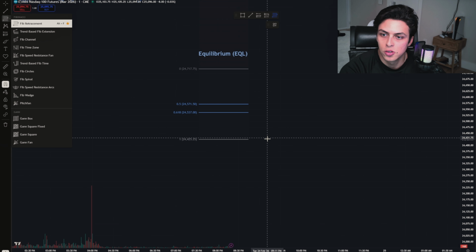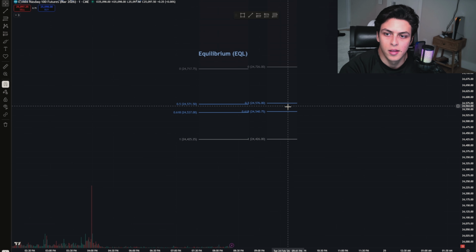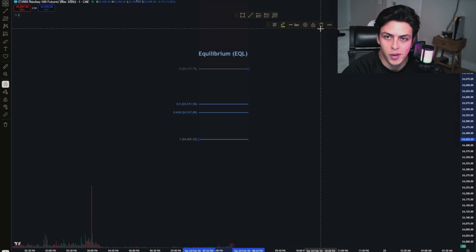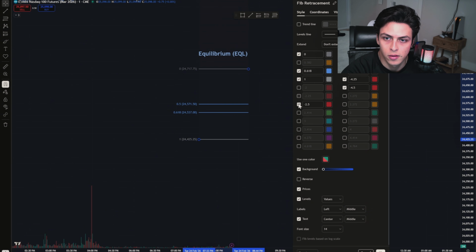So the first thing you want to do is mark out from a low to a high, right? And this is just me showing you how to look at your Fib tool. And I'm going to show you my settings real quick. So let's remove these for now. Only pay attention to the ones that are marked.